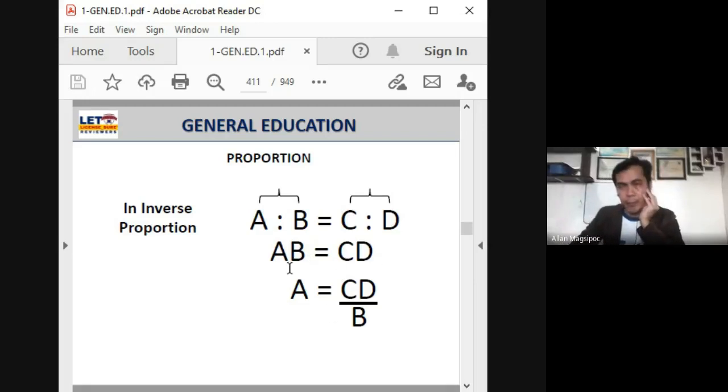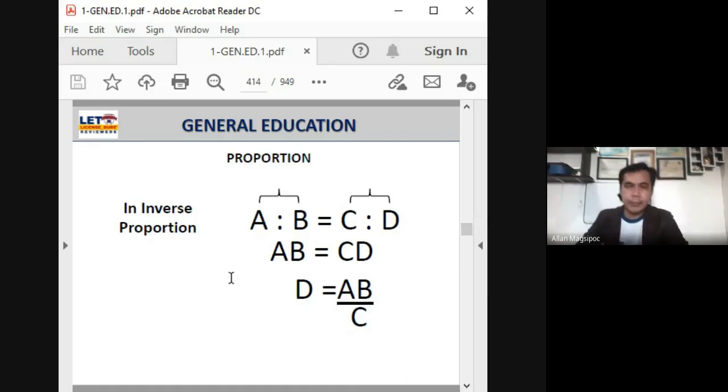Same thing with the algebraic expressions. Now, if A is missing, for example, A is unknown, we have to find it. So A is equal to C times D divided by B. B is equal to C times D divided by A. And if C is unknown, then we get A times B divided by D. And if D is unknown, then A times B divided by C.